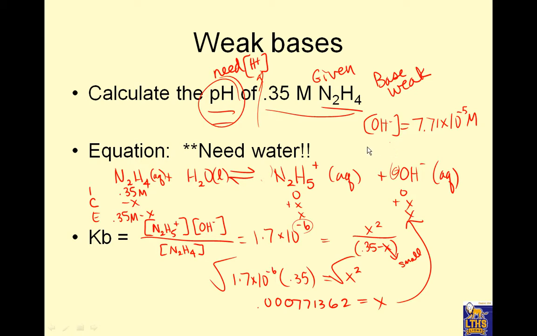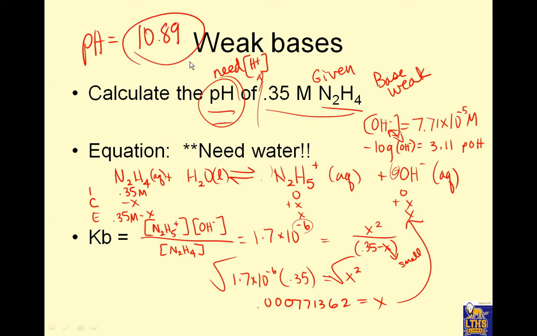You can do it either way. So I'm going to take the negative log of this and get 3.11. But I'm not done yet, because that's pOH, because I negative logged that. So then pH finally is equal to 10.89, because this plus this had to equal 14.